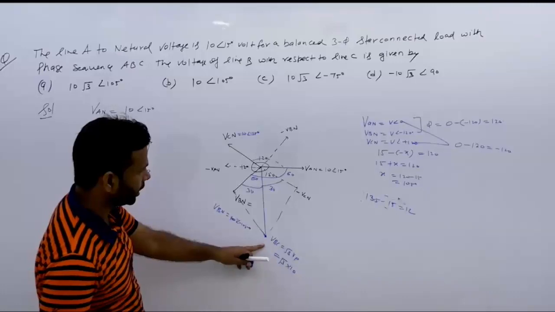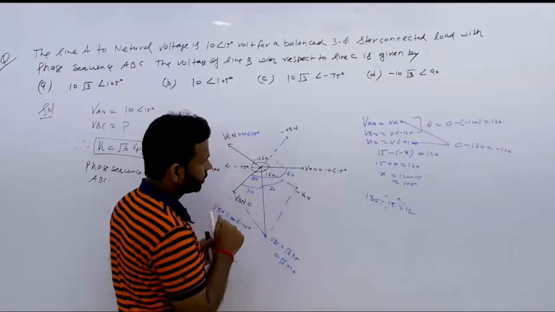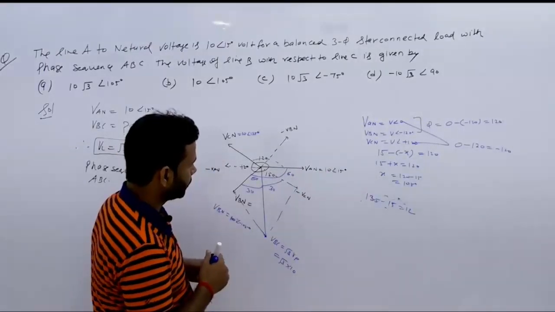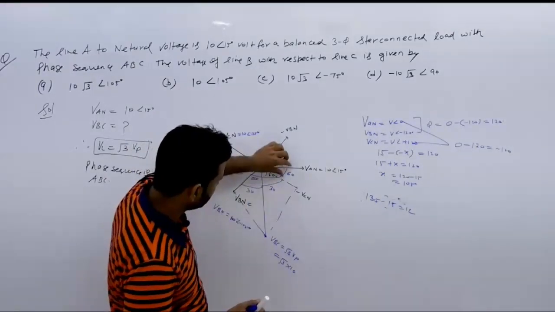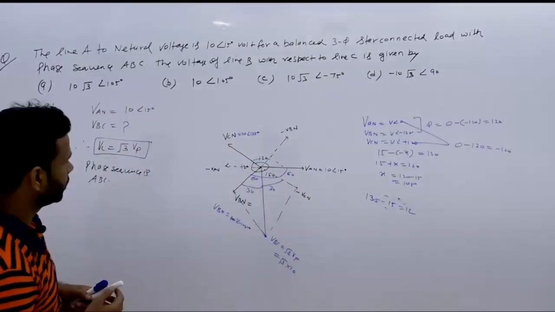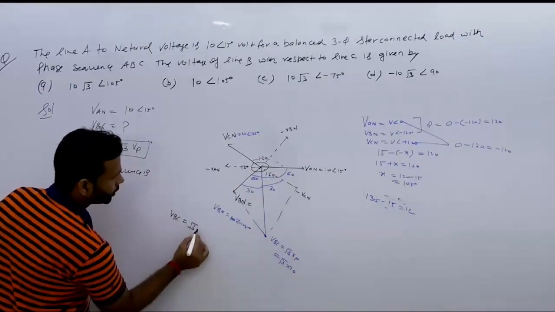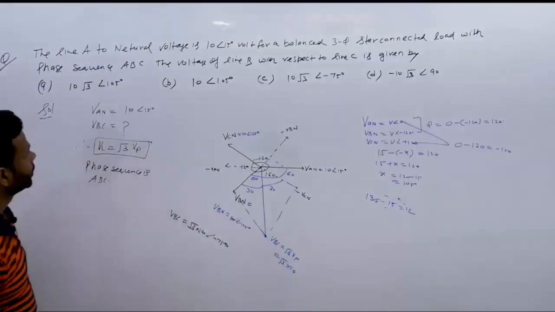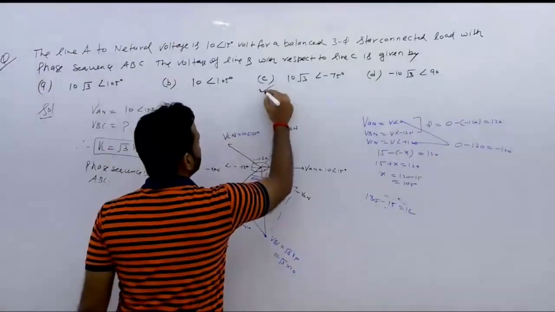Okay, so let's see the angle. It is at 15 degrees, then it should be 60 more. So it is 75 degrees, minus 75 degrees. So VBC is equal to root 3 into 10 angle minus 75 degrees. So this is 75. So what are the options? I think option C is correct. This option C is correct.